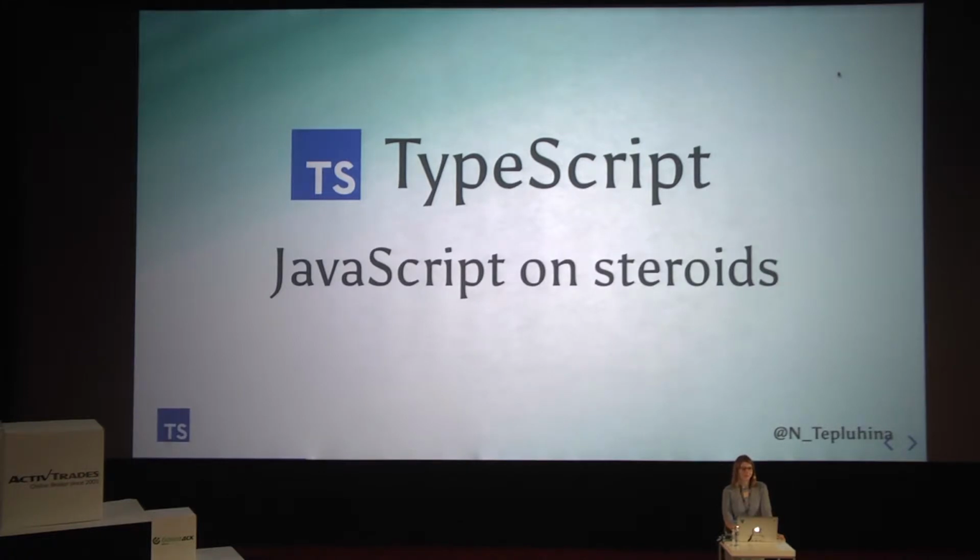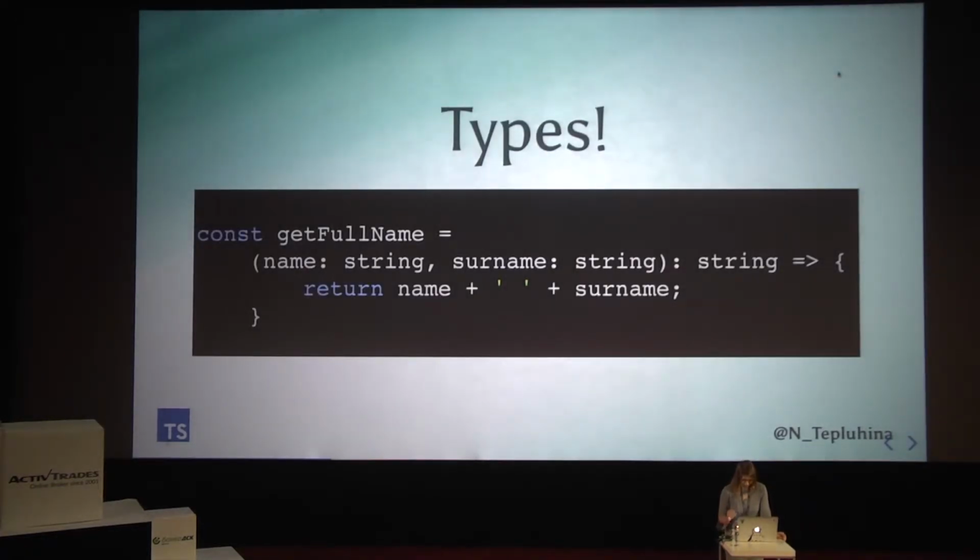So TypeScript is a superset of JavaScript that compiles to JavaScript. And Microsoft called it JavaScript that scales. I call it JavaScript on steroids. And these steroids usually are types. In TypeScript, you can type pretty much anything. You can type a variable, you can type a function parameter, function return type, like anything you want.